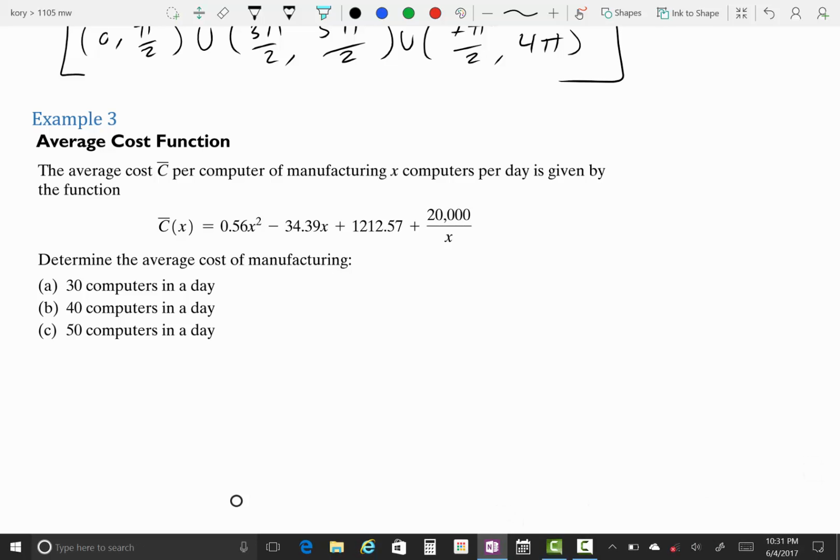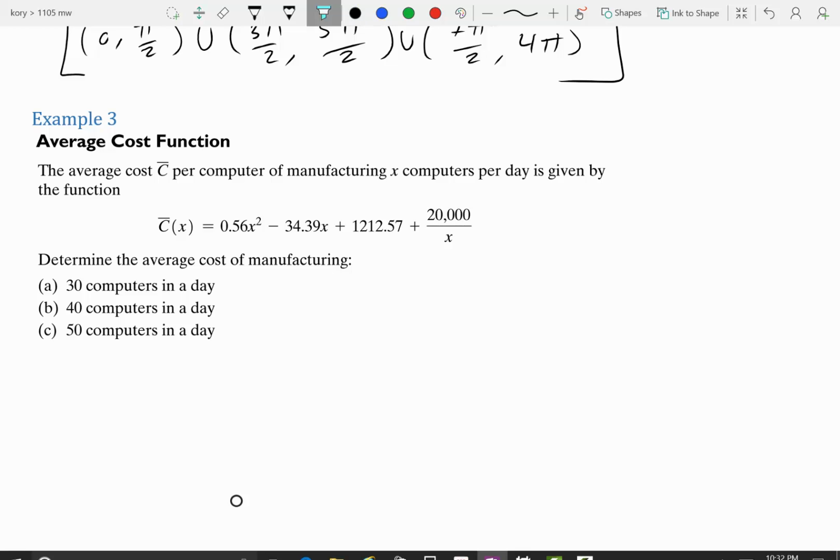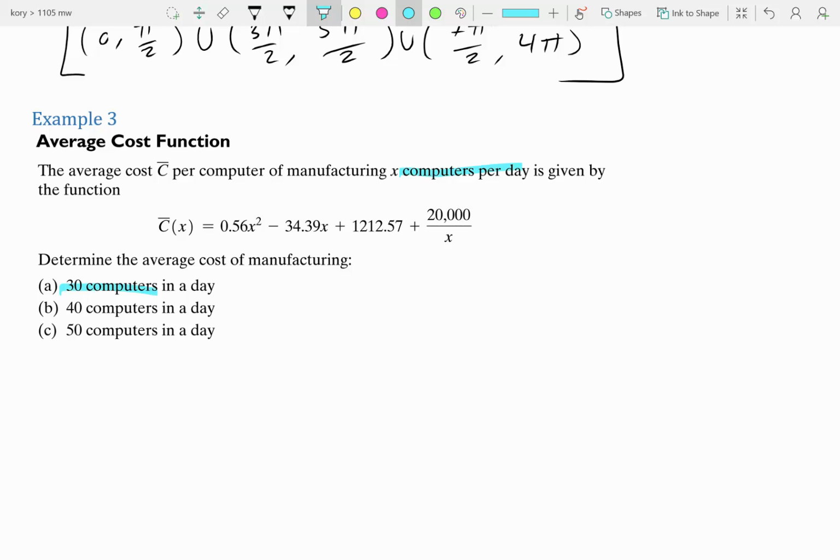Alright, so average cost function. The average cost per computer of manufacturing x computers per given day is given by the function, said function. Determine the average cost of manufacturing 30 computers a day, 40 computers in a day, and 50 computers in a day. So it tells us that x is the amount of computers per day. So all we're going to do is just plug in x for each A, B, and C. So A, x is 30. So all you do is plug in 30.